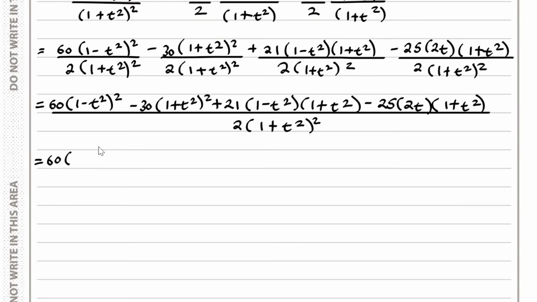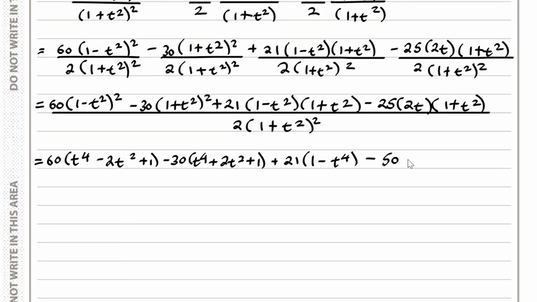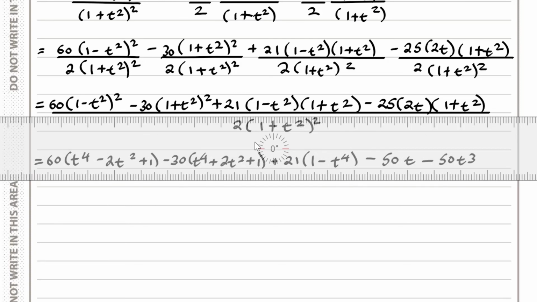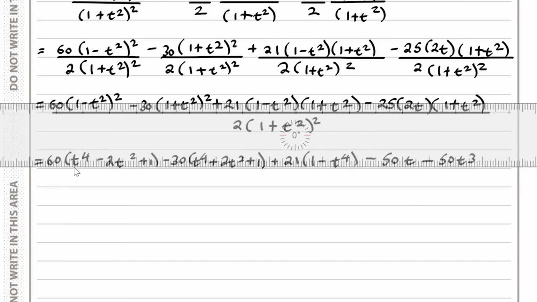So we have 60 lots of, well here, (1 minus t squared) all squared, that would be t to the 4 minus 2t squared plus 1. And then here we have minus 30 lots of t to the 4 plus 2t squared plus 1. And then here we have 21 lots of a difference of 2 squares, so here we have 1 minus t to the 4. And then here, if we tidy all this up, we have 50t minus 50t cubed. Okay, so that's that term done. Let's rule off.